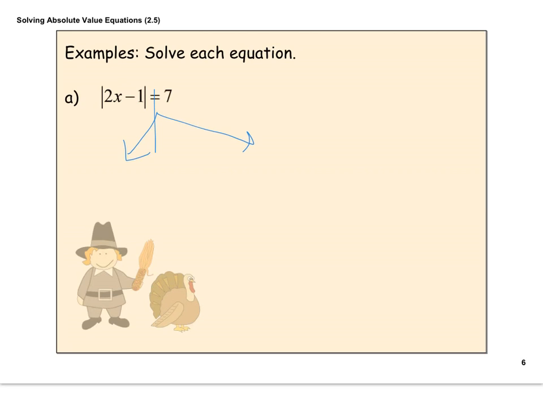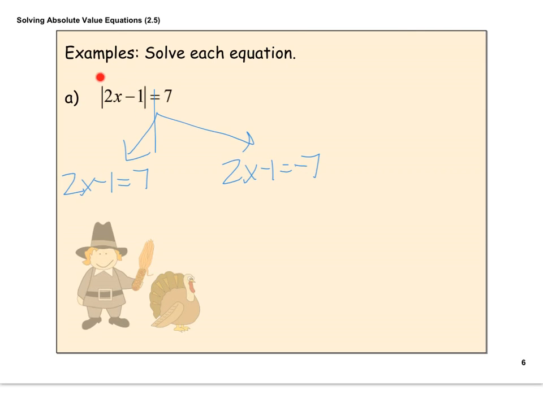We're going to set what's inside the absolute value equal to a positive 7, and we're going to set what's inside equal to a negative 7. And let me explain why that is.